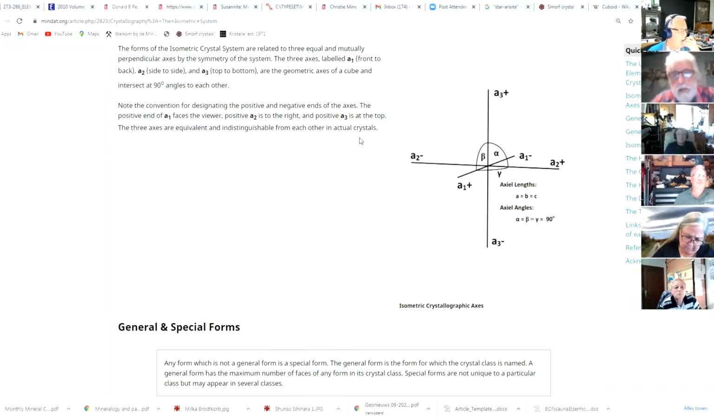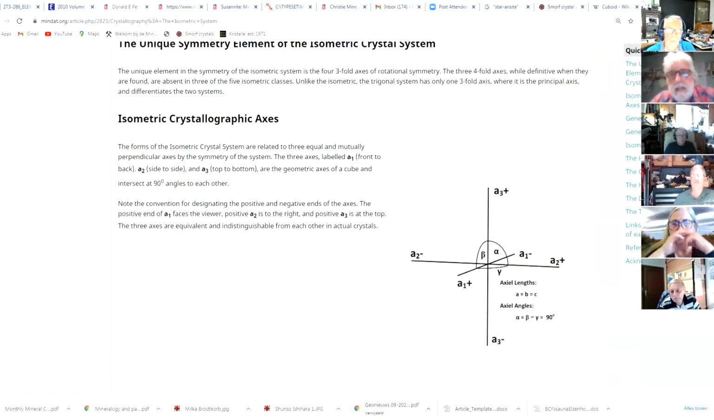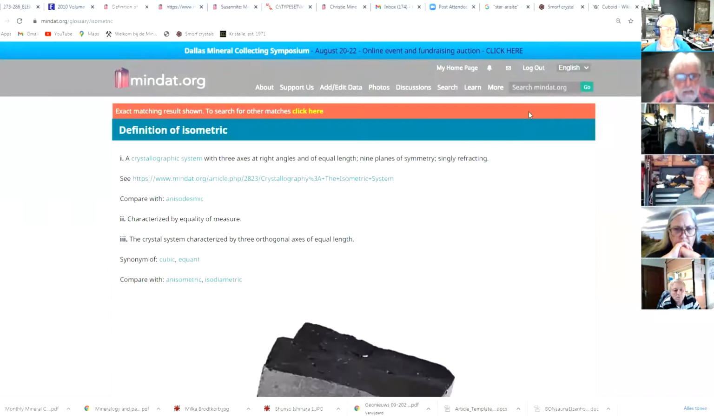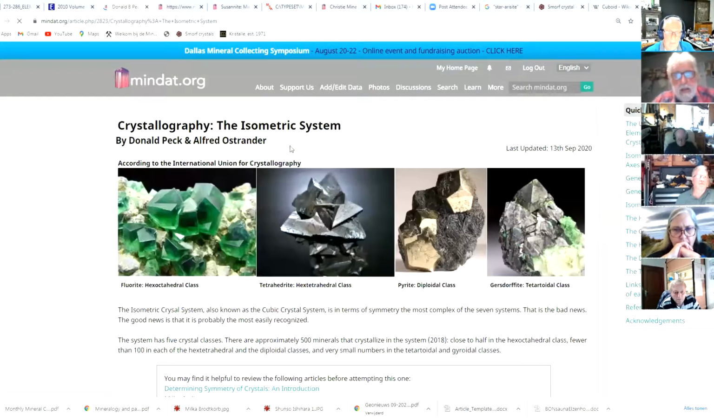Yeah. And if you don't know where to find them, it's actually very easy. One thing to do is go to the top of the Mindat page where you have a search box and put in isometric, for example, and hit enter. Then you see the article "Crystallography: Isometric System." You click on that one and get to the article on the isometric system.